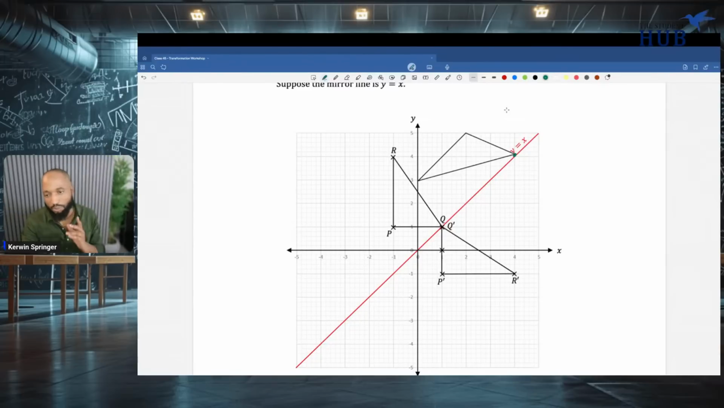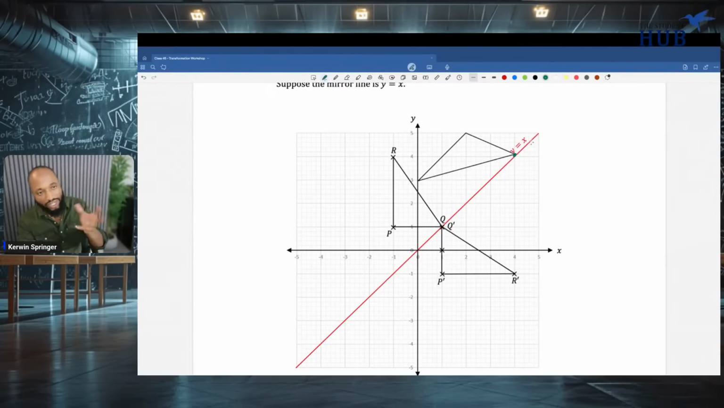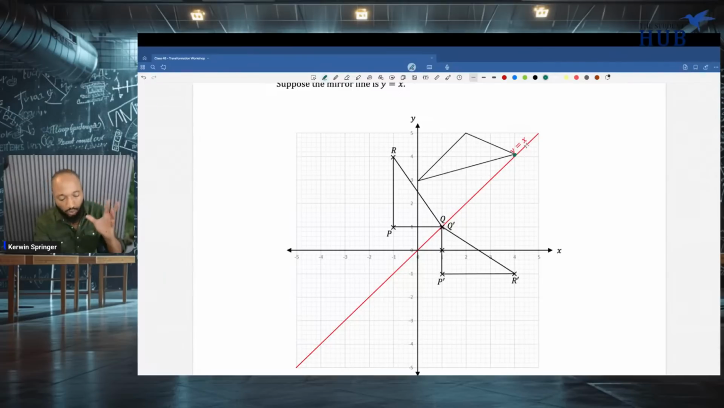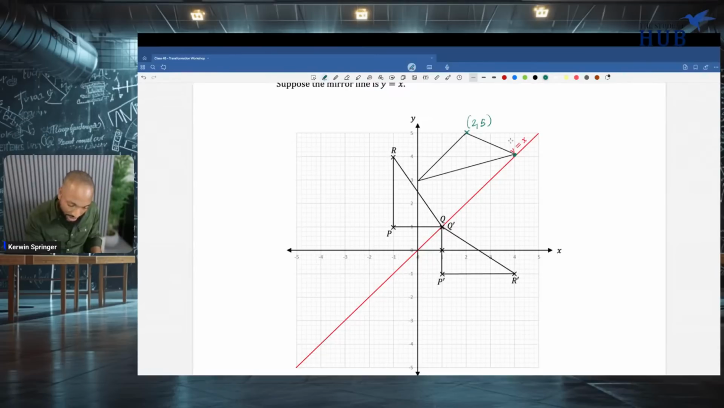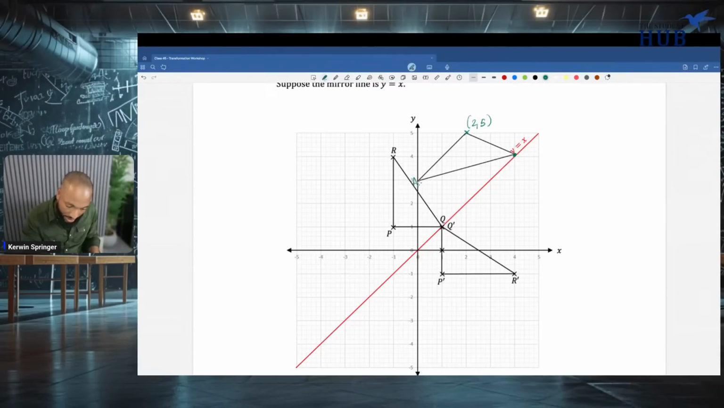Now, something that happens with the line y is equal to x: when you reflect, the numbers swap around. So if this is 2, 5, let's say this triangle is ABC, the reflection for C will be what? If this is 2, 5 and the reflecting line is y is equal to x, it's going to be 5, 2. So that's a useful tip to remember.